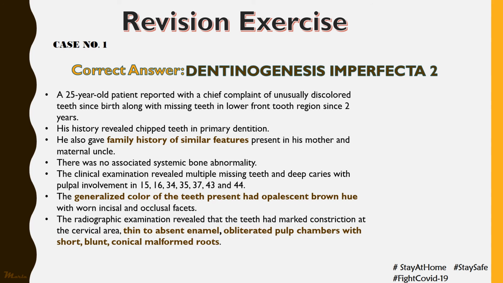It should be remembered that in Dentinogenesis imperfecta, the teeth upon eruption will have a normal thickness but are susceptible to severe attrition. So this could be the reason for thin to absent enamel. Radiographic features showed obliterated pulpal chambers with short, conical, blunt, malformed teeth. These are all features suggestive of Dentinogenesis imperfecta type 2.